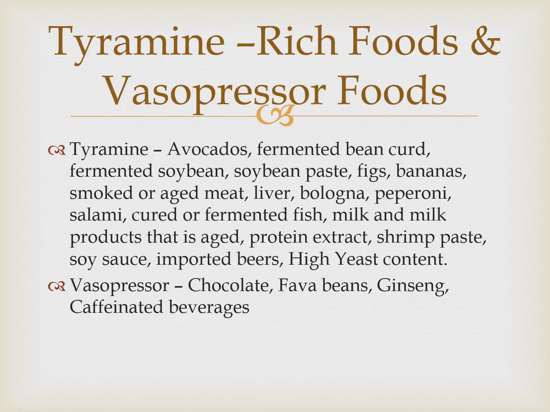Here are some examples of tyramine-rich foods. Take notes. Sometimes they show you the plate, so I wanted to make sure I gave you some things that can be on the plate. Remember I said vasopressors also, so chocolate, fava beans, ginseng, caffeinated beverages. That one would be really important to teach because it seems like the whole world is addicted to caffeine.